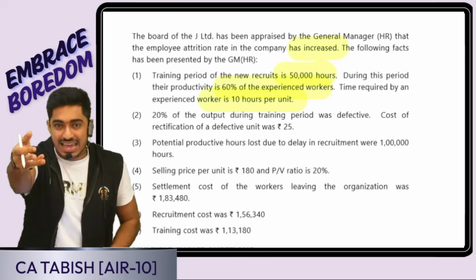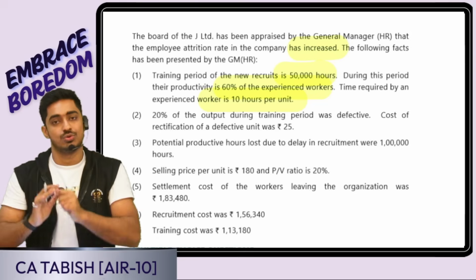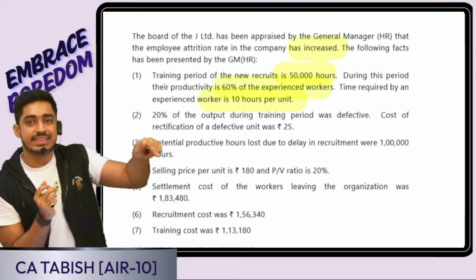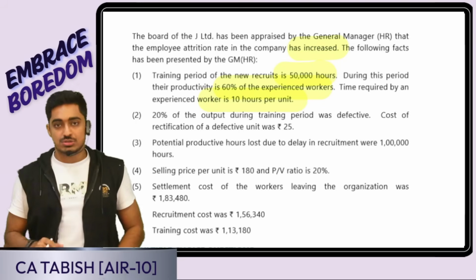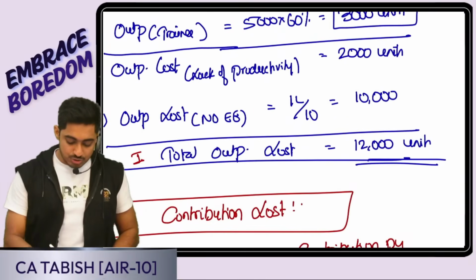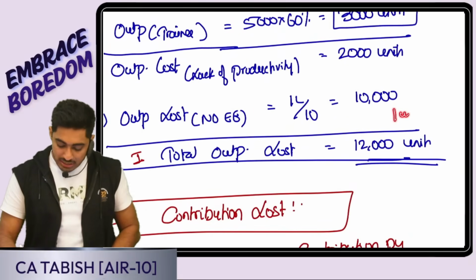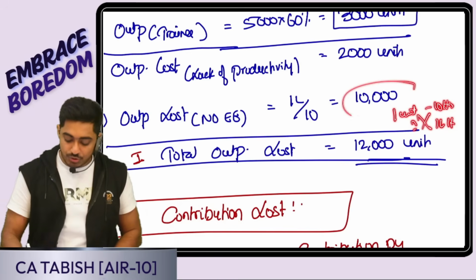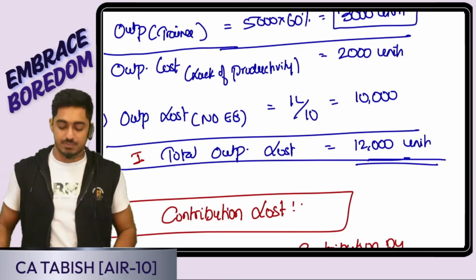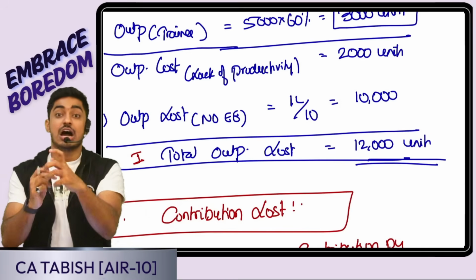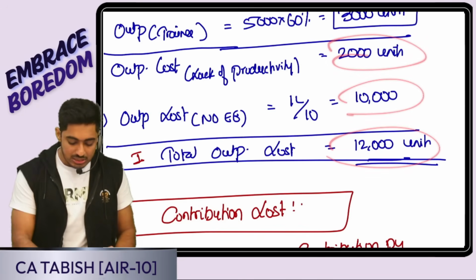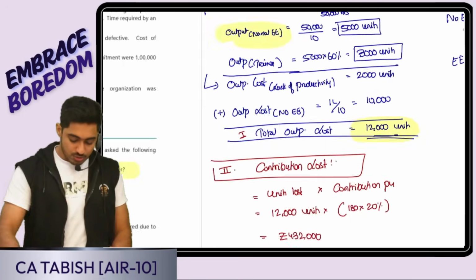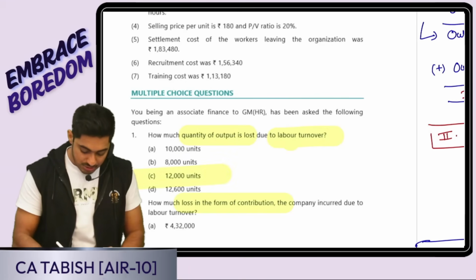In these 1 lakh hours, did I produce any output? No. But if labor turnover was not there, I would have produced output in these 1 lakh hours also. How much could I have produced? A normal employee takes 10 hours to produce a unit, so in 1 lakh hours he would have produced 10,000 units. That means total output lost due to labor turnover is 2,000 plus 10,000, 12,000 units. So the first answer is 12,000 units, option C.